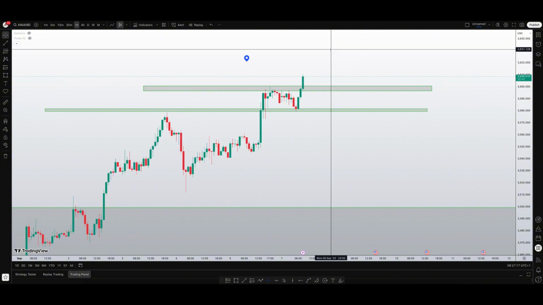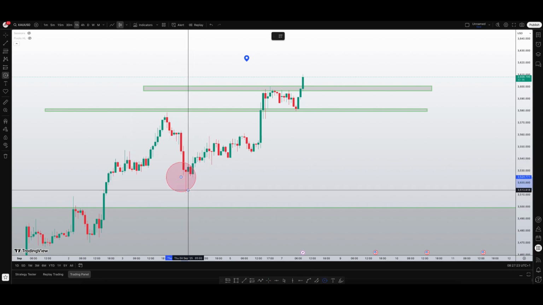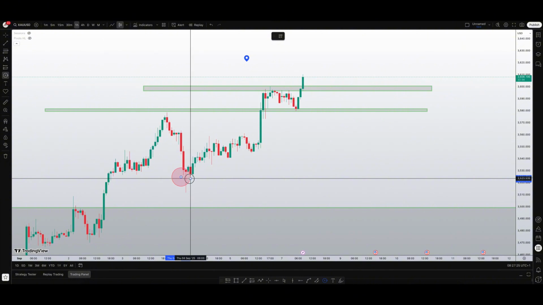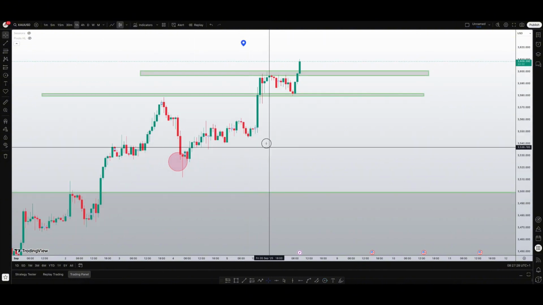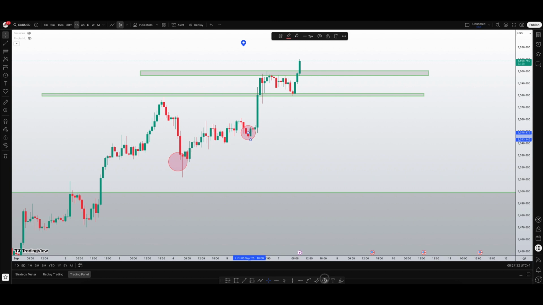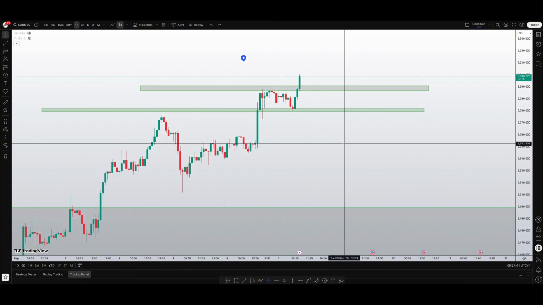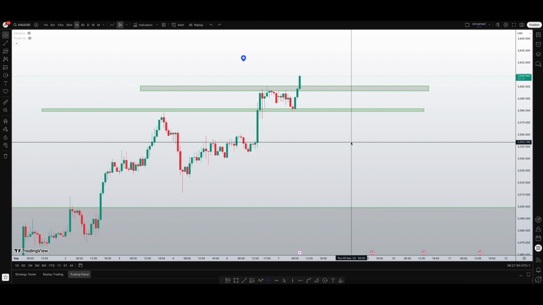On this 1 hour time frame now, you can see that it's also in uptrend. You can see the lower lows that is dropping. Now this is what I'm looking at to take a buy on this gold.